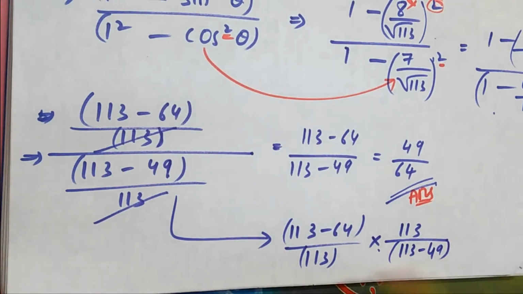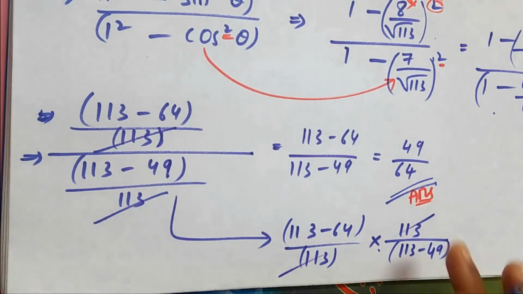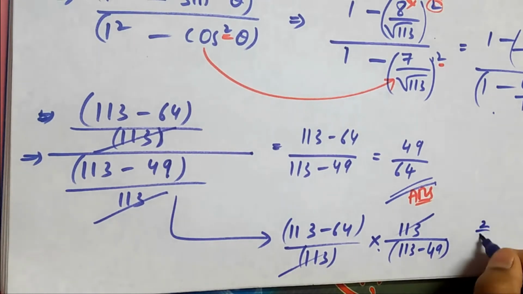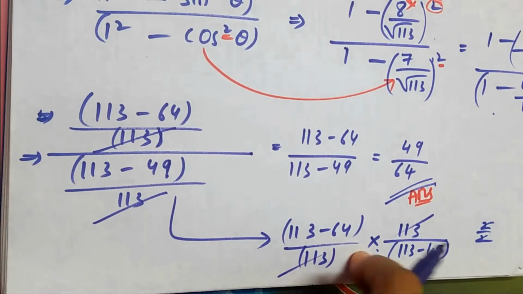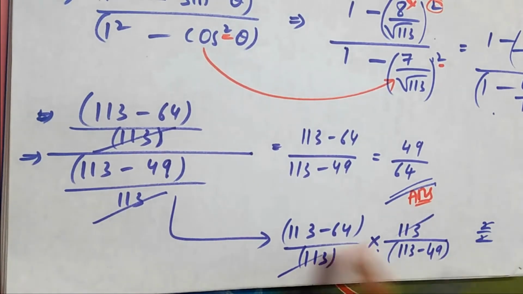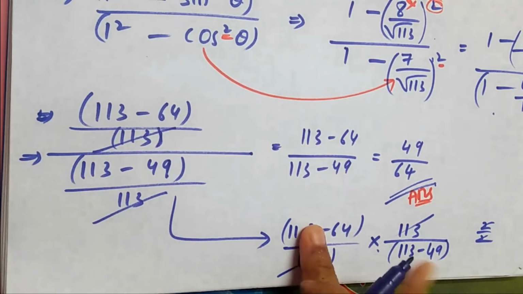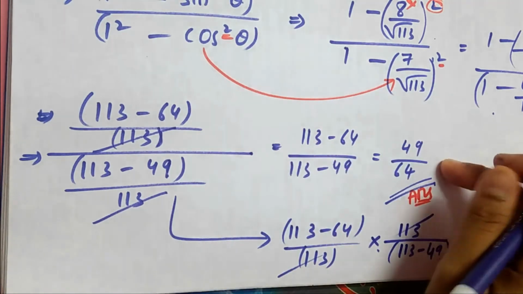Now this 113 and 113 get cancelled, like 2 divided by 2. So 113 divided by 113 is 1. Ones are there. So we are getting this answer, right? Same thing here, and we are continuing with the answer.